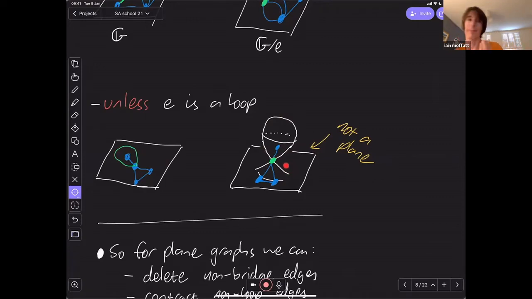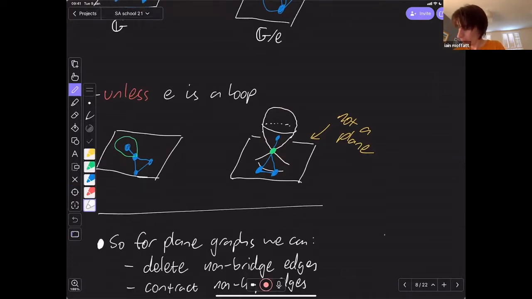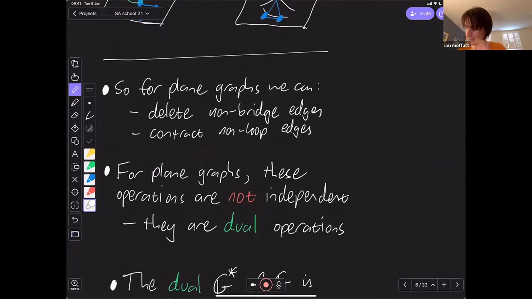It's going to be in a pinched surface. So with this, for plane graphs, I can delete non-bridge edges, and I can contract non-loop edges. And for plane graphs, that's absolutely fine, because these edges don't have such interesting properties.